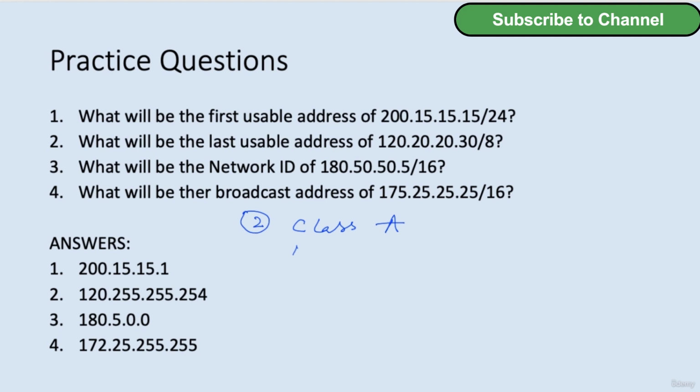So, it's a class A IP address. So, the network bits will be 8. Host bits will be 24. Network bits are 8, host bits are 24, because it is class A with the default subnet mask. So, there are no subnet bits present. If I add the network and host bits, 8 plus 24, that is a total of 32.